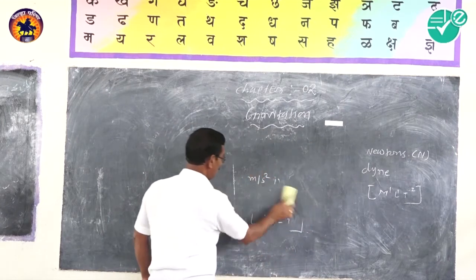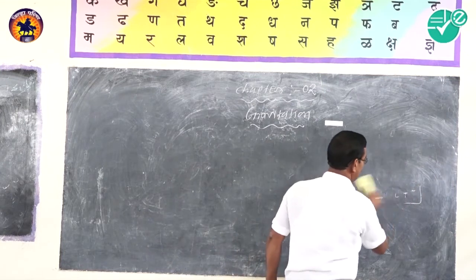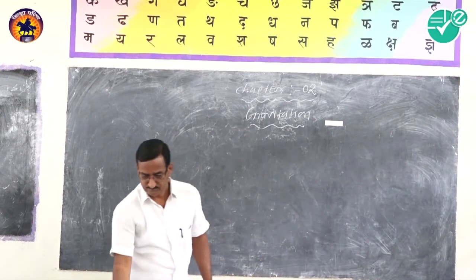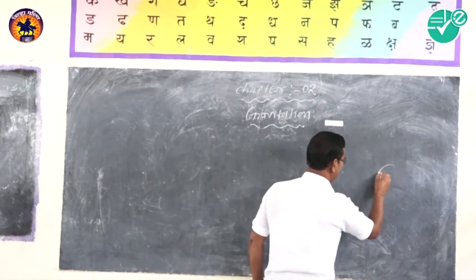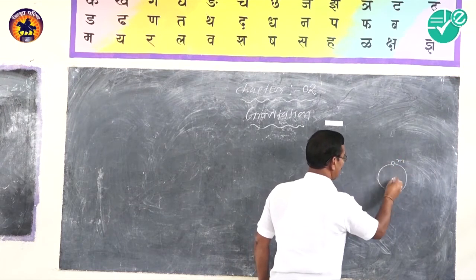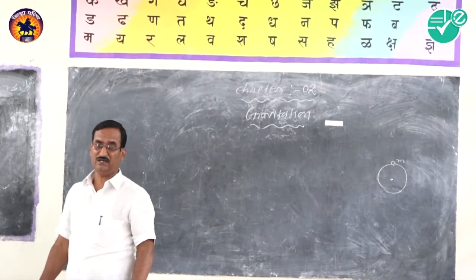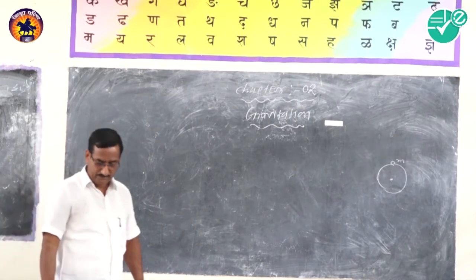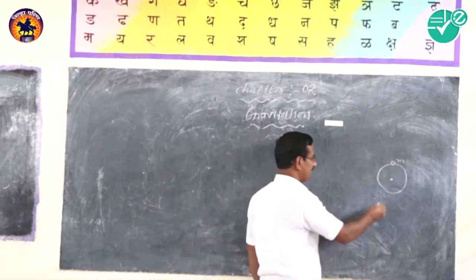For that, we have to consider any body having a mass small m. Consider any body having a mass small m which is placed on the surface of Earth.